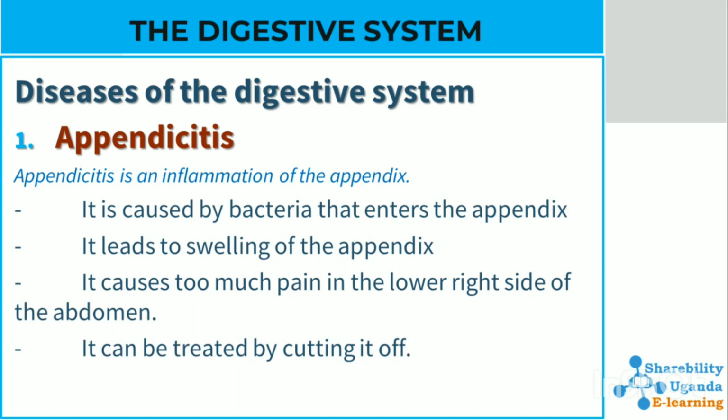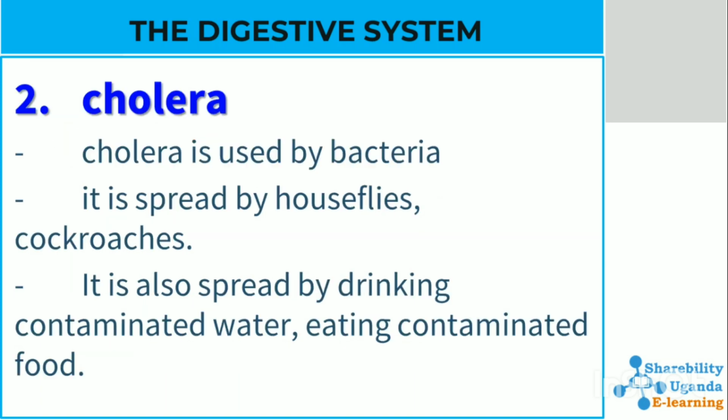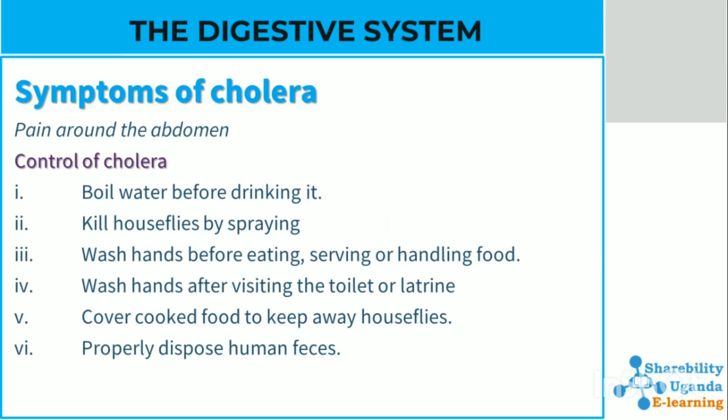Another disease of the digestive system is cholera, which is caused by bacteria and spread by houseflies and cockroaches. It is also spread by drinking contaminated water and eating contaminated food. Symptoms of cholera include pain around the stomach. How can we control cholera? Boiling drinking water before drinking it, killing houseflies by spraying or destroying their breeding places, and washing hands before eating or serving food, among others.